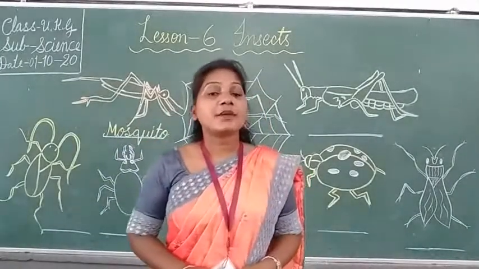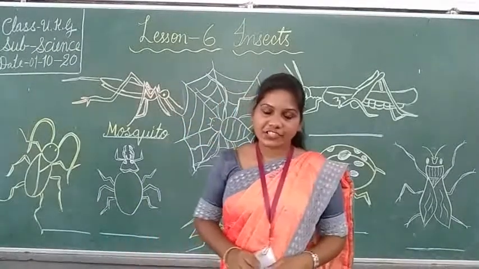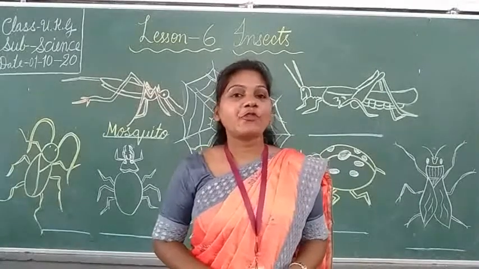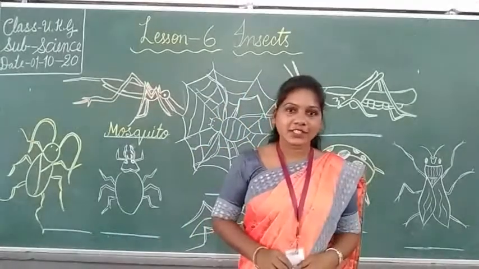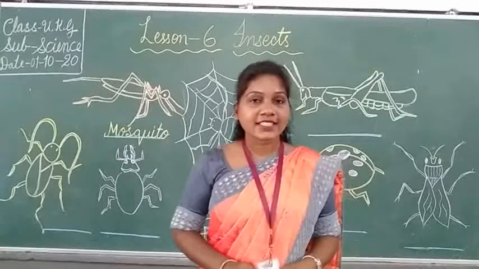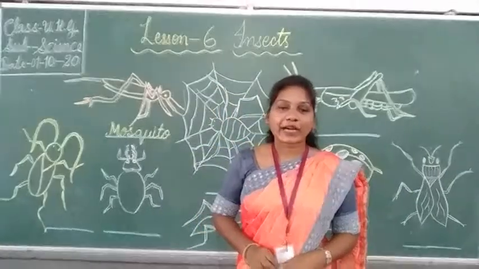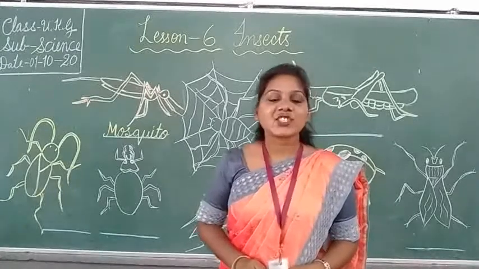Students, a mosquito is an insect that bites and feeds on the blood of humans and other animals. When mosquito bites people, the most common reactions to the bite are itching and swelling.